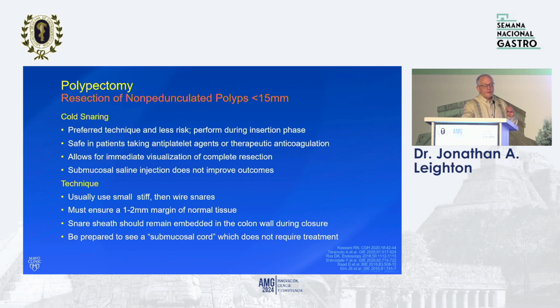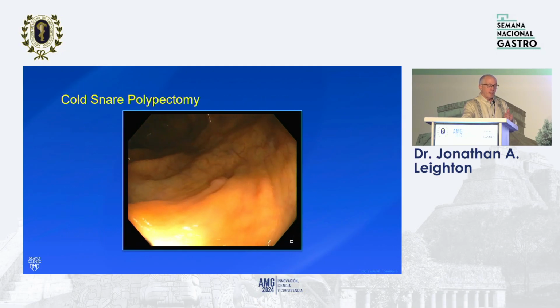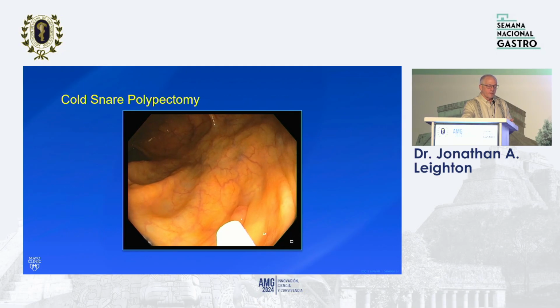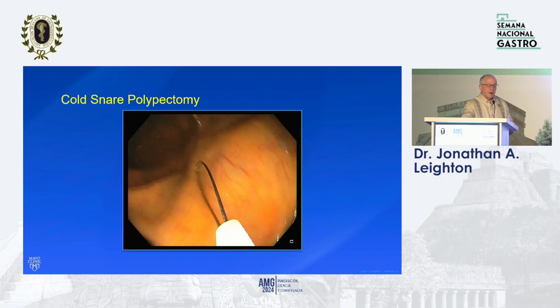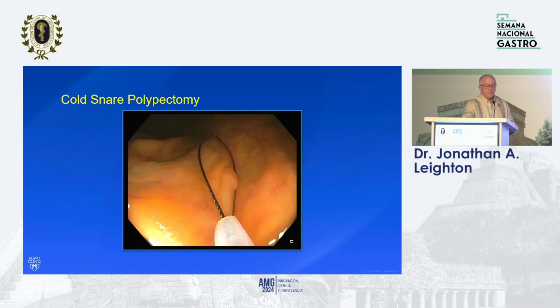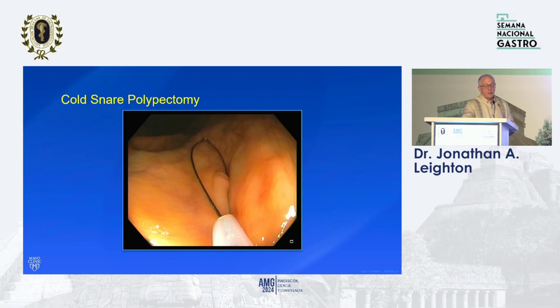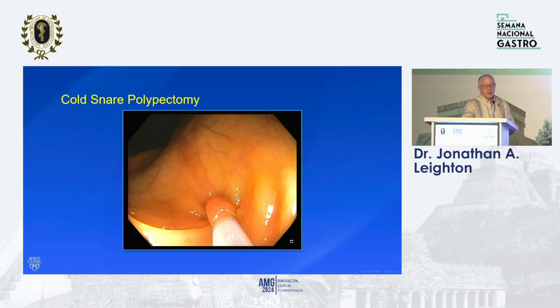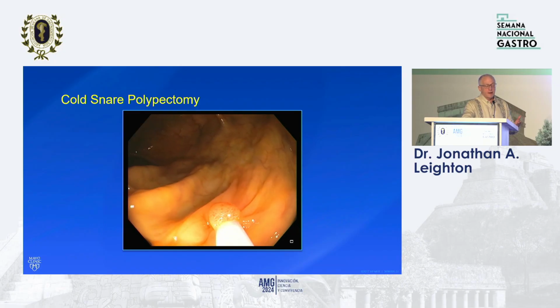You want to ensure about 1 to 2 millimeter margins of normal tissue. The snare sheath should remain embedded in the colon wall during closure, meaning that you don't lift it like you do for hot snare. Then be prepared to see a submucosal cord, which doesn't require treatment. And this gives you an idea. This is a relatively small polyp, but you'll see that when you put the snare out, you really want to depress it into the mucosa, and you want to make sure that you grab normal tissue underneath it so that you get the entire polyp.